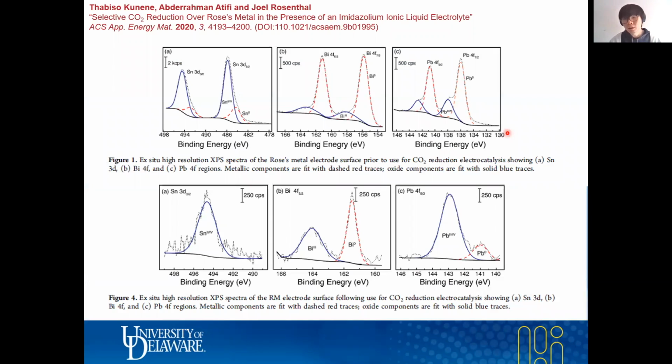This is an example of the XPS spectra. This is from a recent published work from Joe Rosenthal's group. We took XPS spectra of the rose metal before and after CO2 reduction reactions. In this way, we will know the detailed metallic components of our electrode surface.